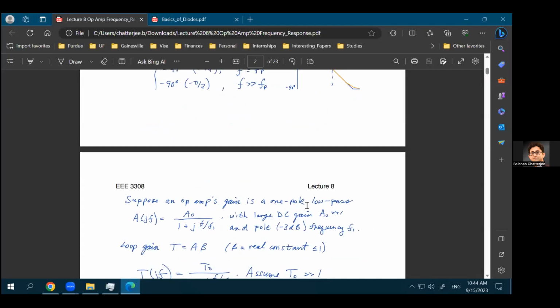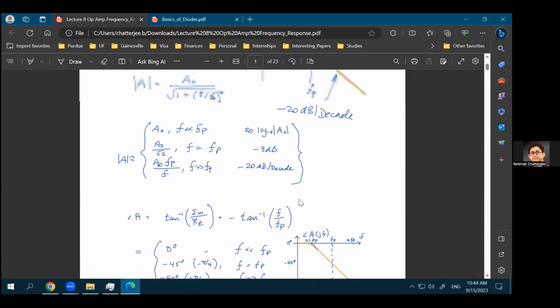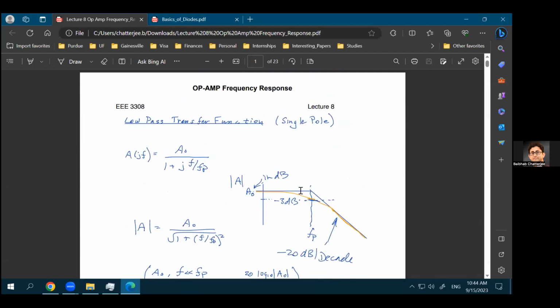So we have been discussing this frequency response of op amps. And what we had discussed in the last class is that if you assume that there is a single pole system, which means there is only one RC time constant, and that RC time constant in this case is coming from the output of the op amp. There is output impedance or output resistance of the op amp, and you always have a parasitic capacitance that results in this overall first order single RC pole.